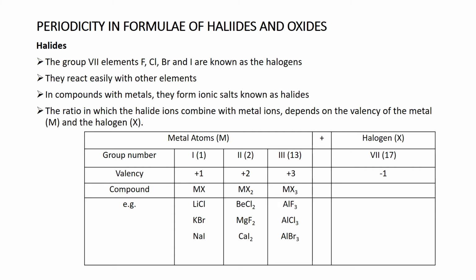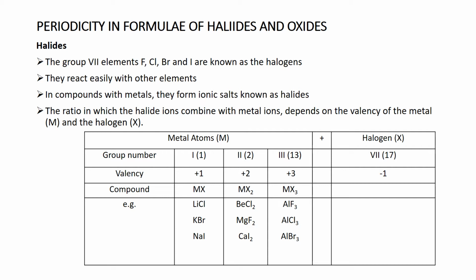But if a halogen reacts with a metal in group 2, then the formula will be MX2. So the halogen will take the group number as the valency of the metal. For example, if chlorine reacts with beryllium, it's going to be BeCl2.